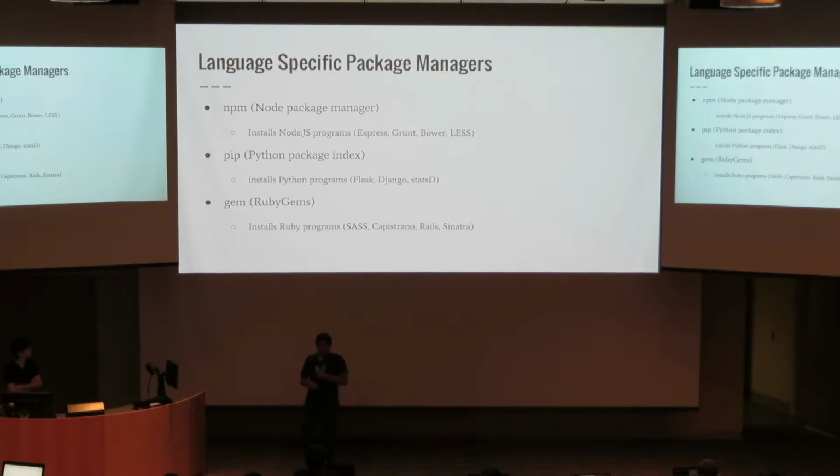And the last one I want to cover is Gem. So Gem is the package manager for Ruby, and it pulls packages from rubygems.org. It's a repository for Ruby programs. And you can install Ruby programs like Sass. It's like a styling sheet. You can install Capistrano, which is another distributed build system. I actually used Capistrano this summer for my internship. You can install something like Rails if you want to do Ruby on Rails work. You can install Sinatra, which is like a full stack framework for Ruby.